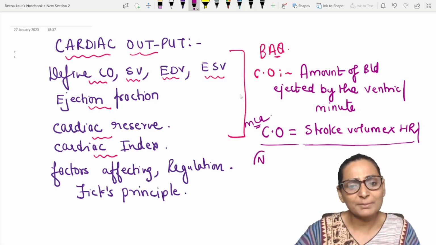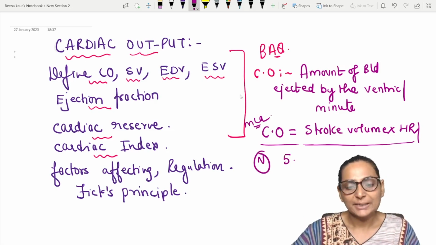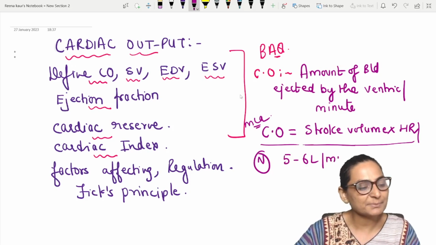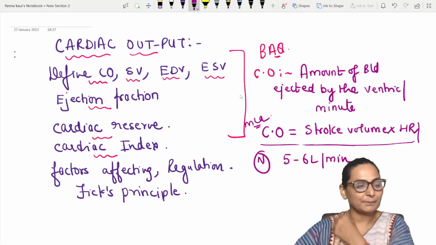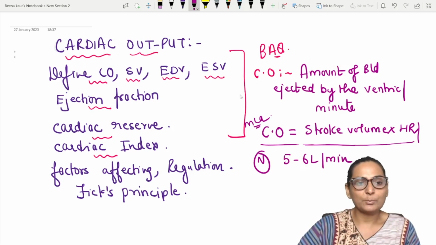So cardiac output is equal to stroke volume times heart rate. What is the normal value of cardiac output? It is 5 to 6 liters per minute. Okay, so it is 5 to 6 liters per minute. So this is the definition of cardiac output.